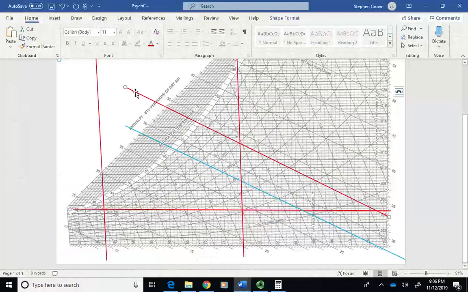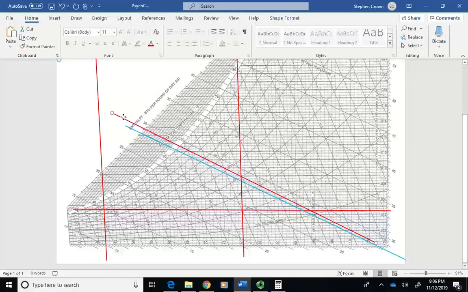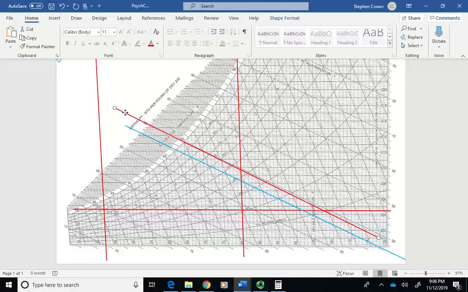So I've got my 80 degree line. Let's put the 65 line, which is right there. And I need to adjust this a little bit to get the slope right. So let's see if we can find where that 65 degree line goes. Looks like it's about right there. And we can just zoom in to make sure.